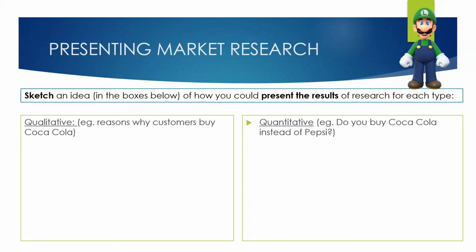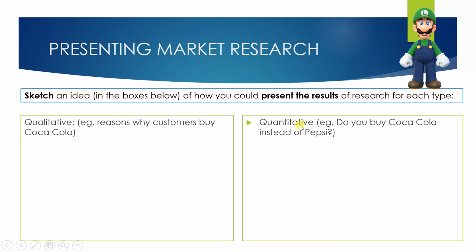And your next task, presenting market research. Now, I must admit, this is probably one of my more favourite tasks. It's about sketching an idea. Sketch your idea in the boxes below, how you could present the results of research for each type. So, sticking with the same questions, qualitative, reasons why customers buy Coca-Cola. In that square there, sketch an idea of how you would show the answers to that one.